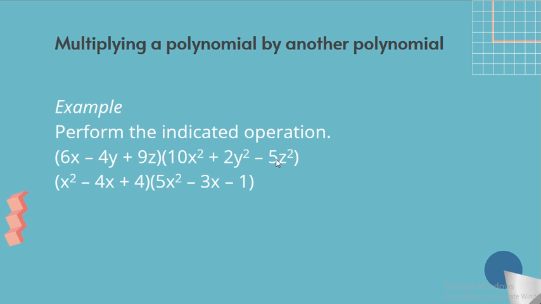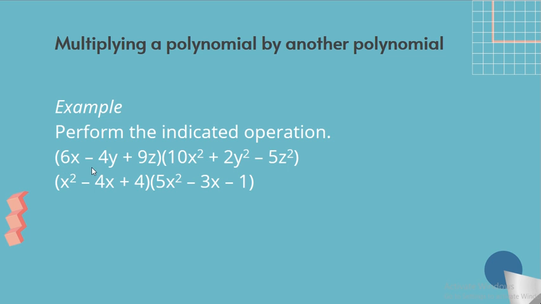Here we had binomial times binomial and binomial times trinomial. On the next one we will have polynomial times polynomial, all three terms. So, multiplying a polynomial by another polynomial. We have again another two examples here.